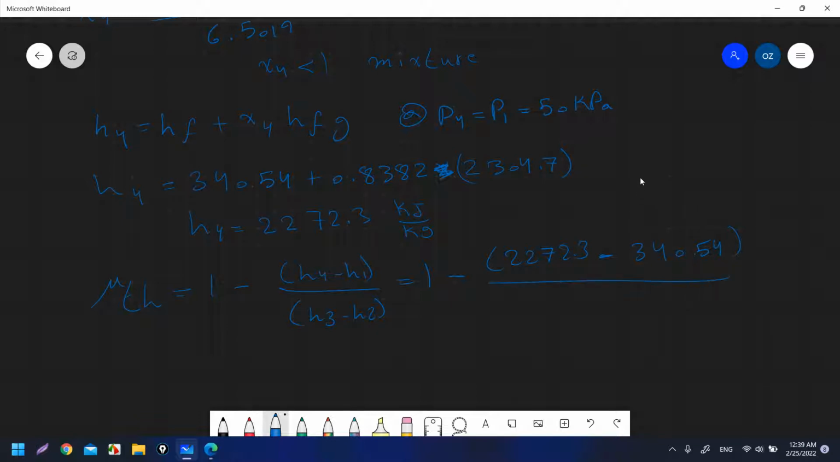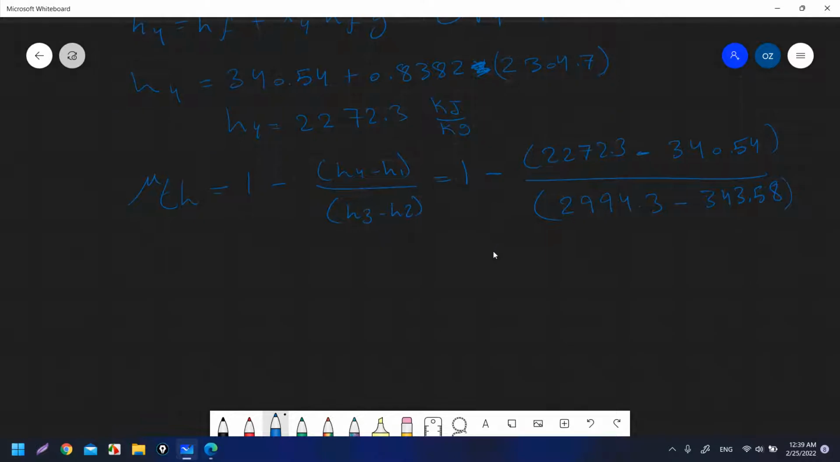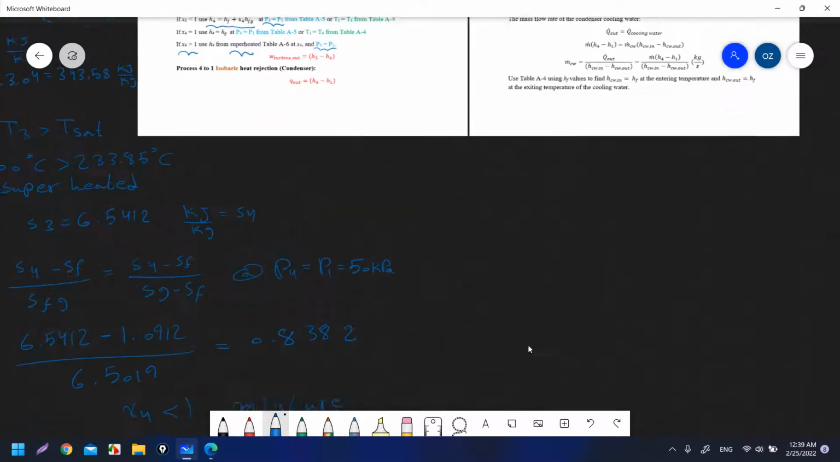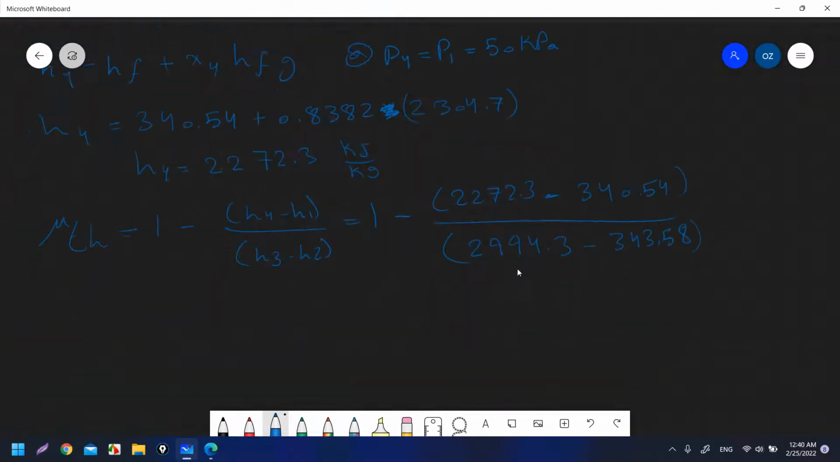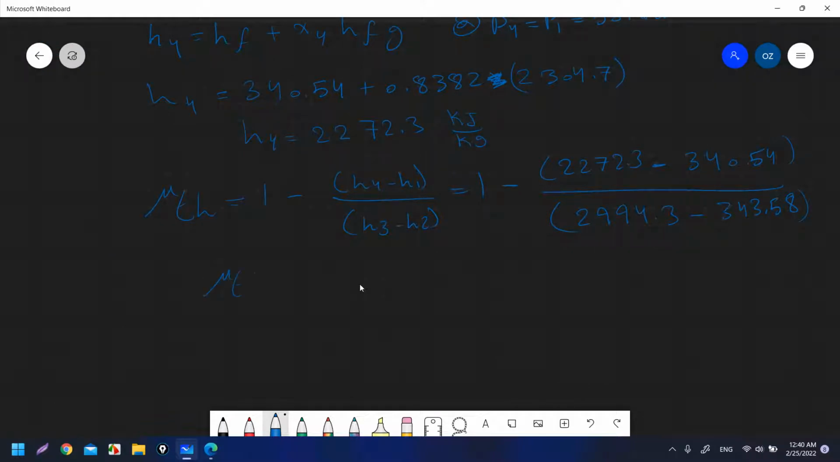Over H3, which is 2994.3, minus 343.58. As you can see, H2 is a little bit higher than H1. And H3 should always be the highest because it has a higher temperature. The state that has a higher temperature will have a higher enthalpy. So the thermal efficiency is equal to 0.271, which is 27.1%.